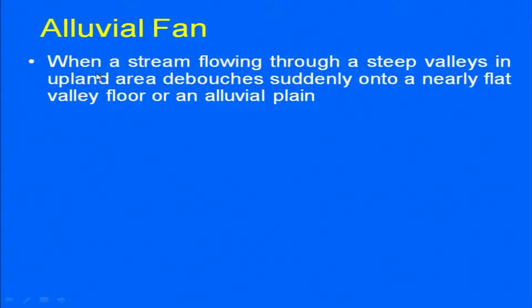Hence, it has been termed a fan shaped landform comprised of loose sediments. So, an alluvial fan forms when a stream flowing through a steep valley in an upland area debouches suddenly onto a nearly flat valley or an alluvial plain. The best example is the Himalayan range front and the Indo-Gangetic plains. When a river debouches into the Indo-Gangetic plain, the valley slope changes, because coming from the Himalayan range it has a steeper slope and it reduces to almost flat in the alluvial plains.